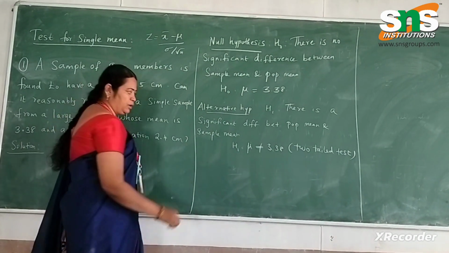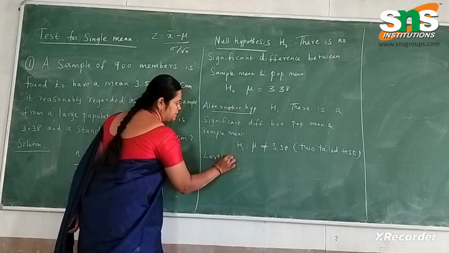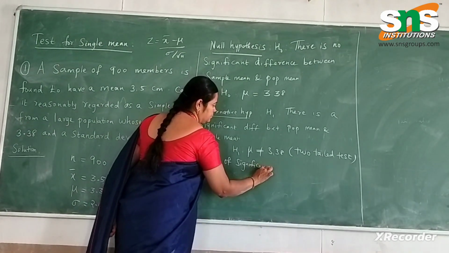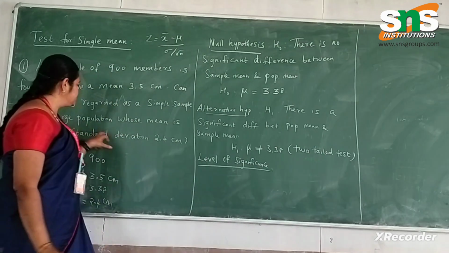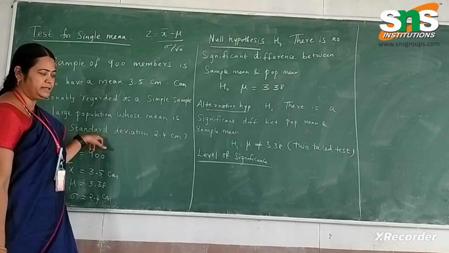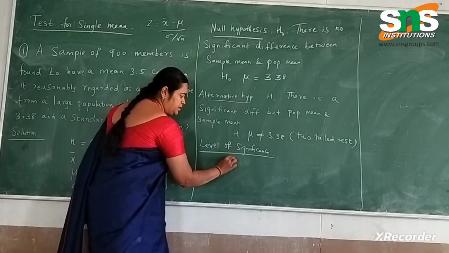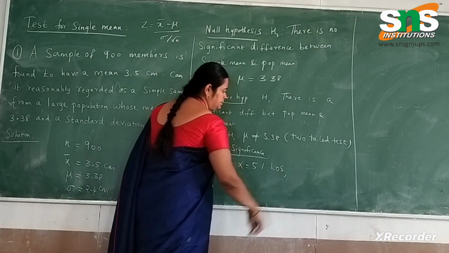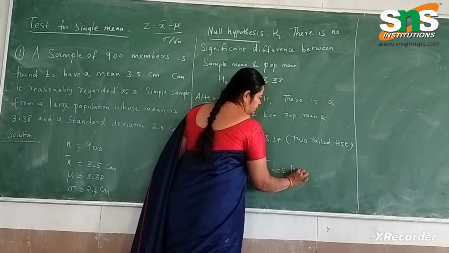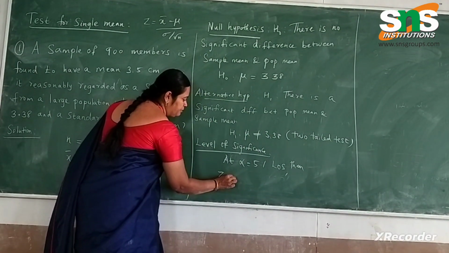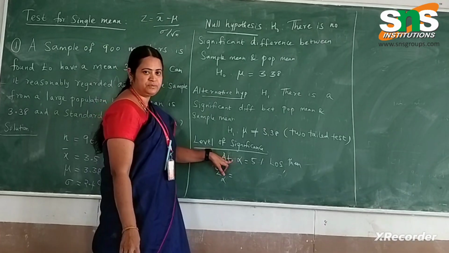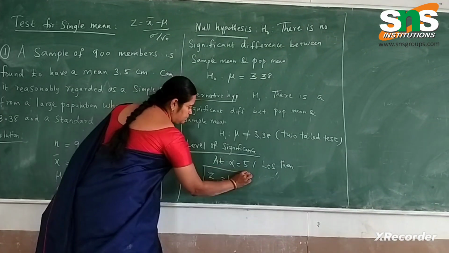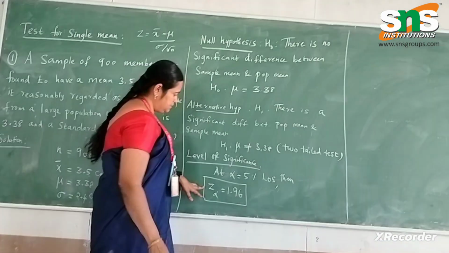Next you have to find the level of significance. The level of significance percentage is not given in the question, so just take it as 5%. So alpha equal to 5% level of significance. Then Z alpha is given by, we know the value of Z alpha at 5% level of significance. Z alpha value is nothing but 1.96. So this is our tabulated value.